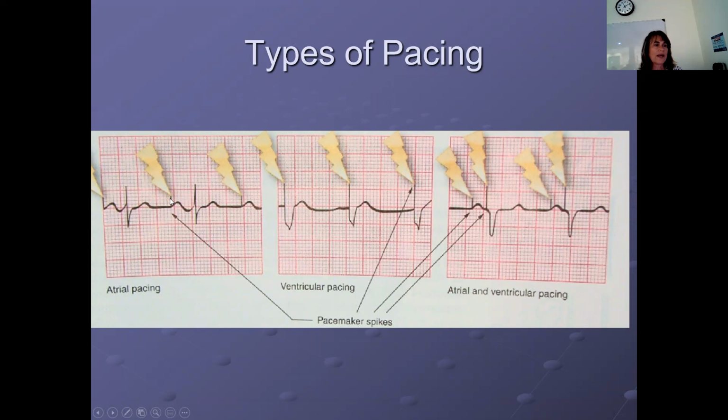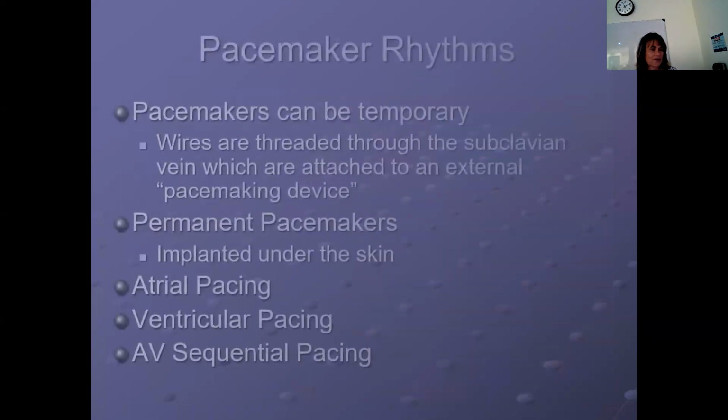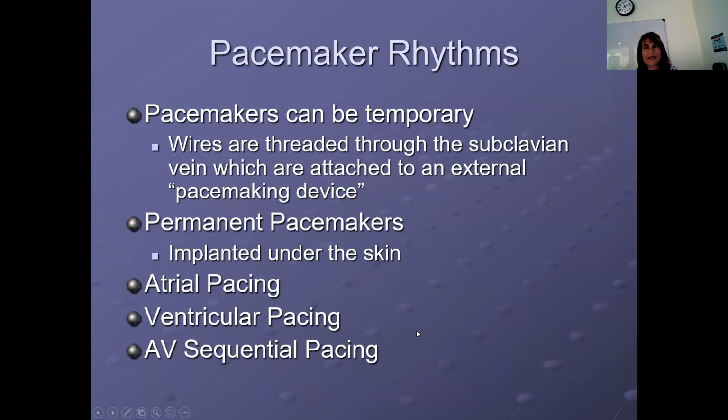So here's a straight line right before you see a P wave. That's the pacemaker depolarizing the atria. In the second one, you see a pacemaker spike right before the ventricles depolarize. That's ventricular pacing. And then you can see both, one before the atria, one before the ventricles. So they put that fancy word in, sequential, AV sequential pacing. Where was it mentioned? Oh, right here. So AV sequential pacing: the pacemaker depolarizes the atrium, and then the pacemaker depolarizes the ventricles.